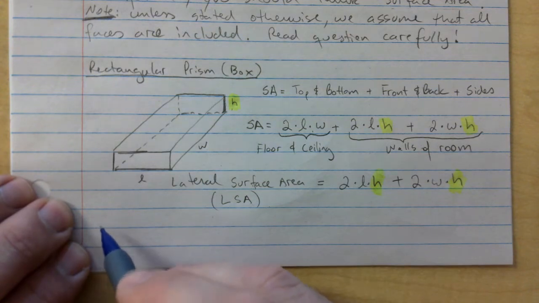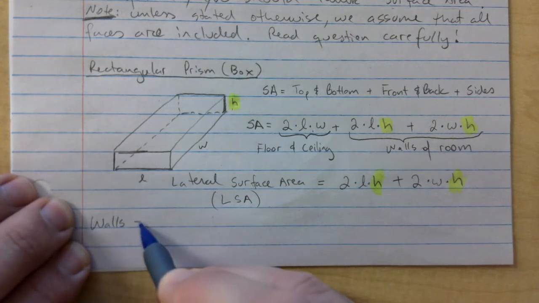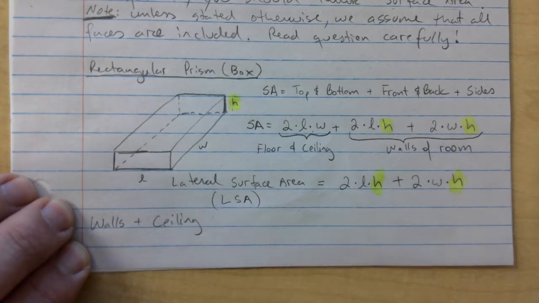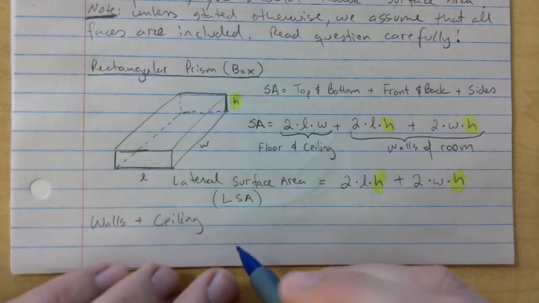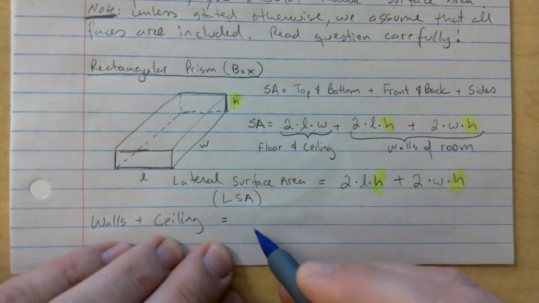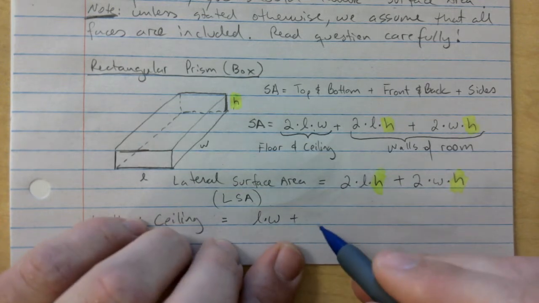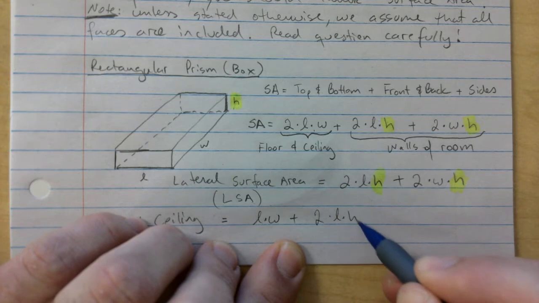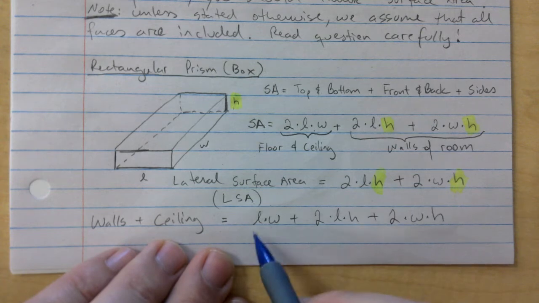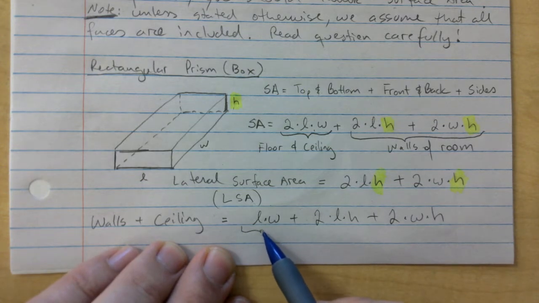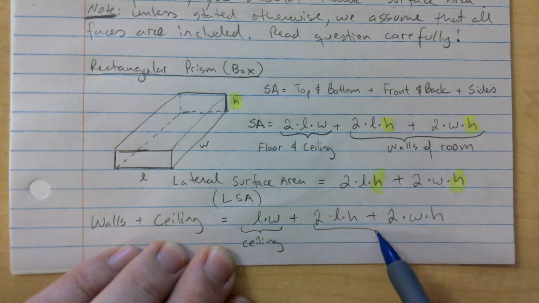If you're trying to find paint for just the walls and ceiling, or ceiling and walls, right, which is most likely going to be the case, that would just be length times width plus 2 times length times height plus 2 times width times height. And notice this, right? I want you to first write it down, and then I'll highlight that part. This is the ceiling, and these are the walls.